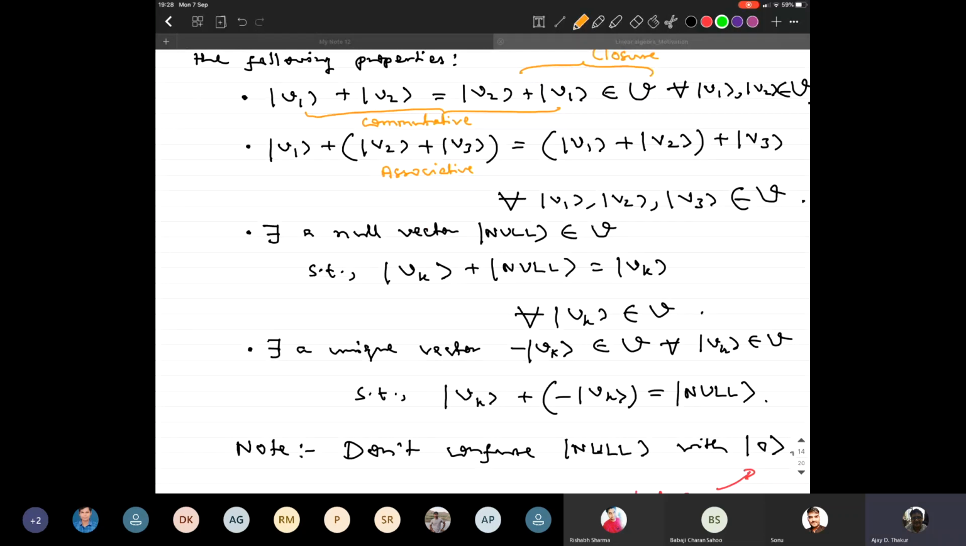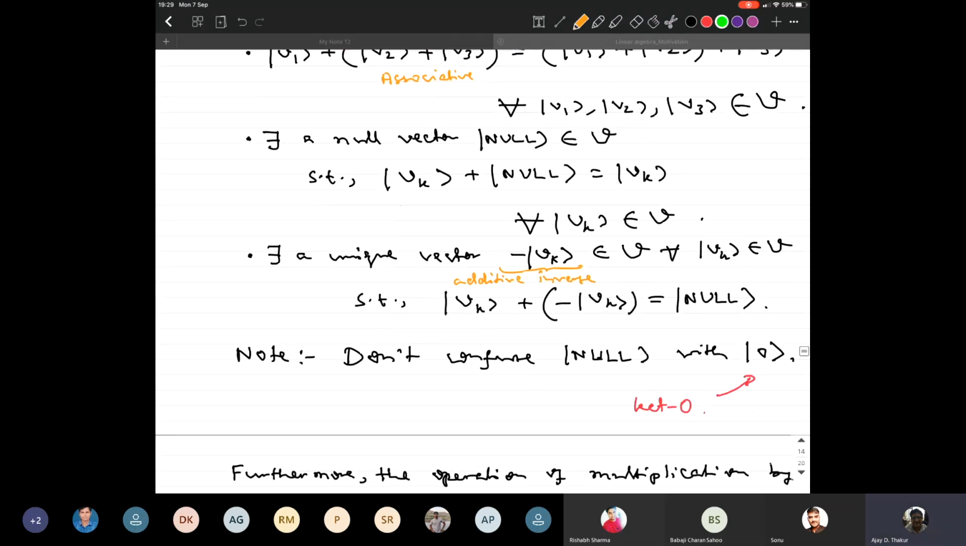Now there exists a null vector which we will mark as ket null, which is contained in V, such that if we add this ket null to any ket, that will leave the ket unchanged. Under addition, that is a special property. Similarly, there exists a vector which would be the additive inverse. For every vk in script V, there also exists a minus vk, or minus ket vk, such that when you add ket vk to minus ket vk, you arrive at a null ket.